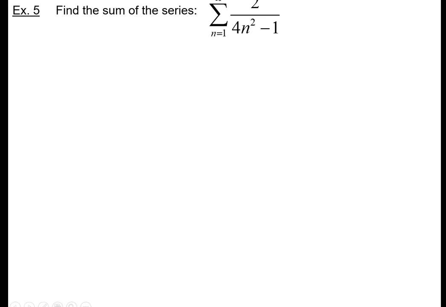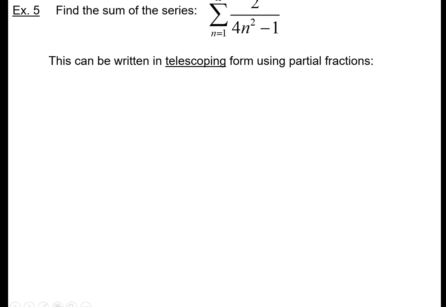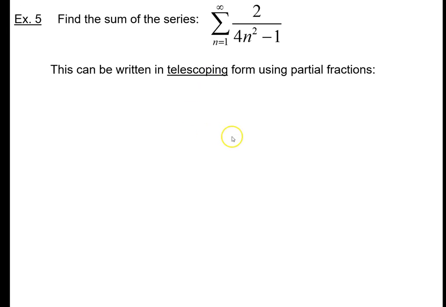Let's try this one. It says find the sum. Oops, let me move this up so you can see it. Find the sum of the series 2 over 4n squared minus 1, and we're taking the series from 1 to infinity. We can write this in telescoping form using partial fractions.